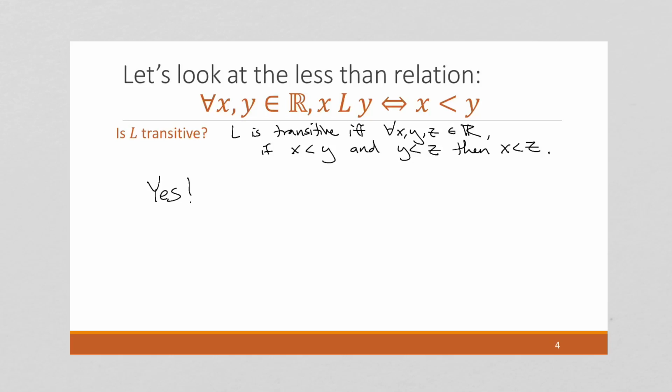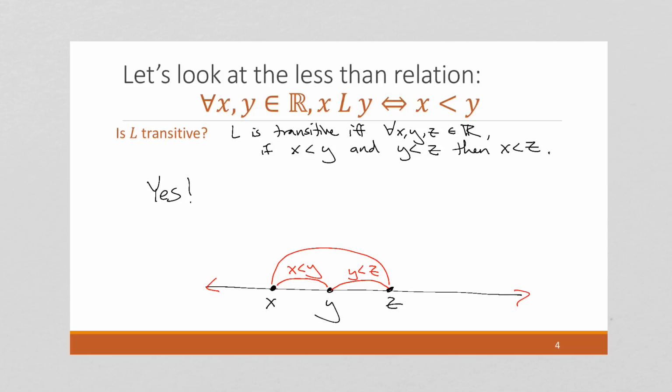And we can see this on a number line. So if I say x is less than y, and y is less than z, so we know that, this is the x is less than y, here's the y is less than z, and we can see based on the way a number line works that indeed x is going to be less than z.